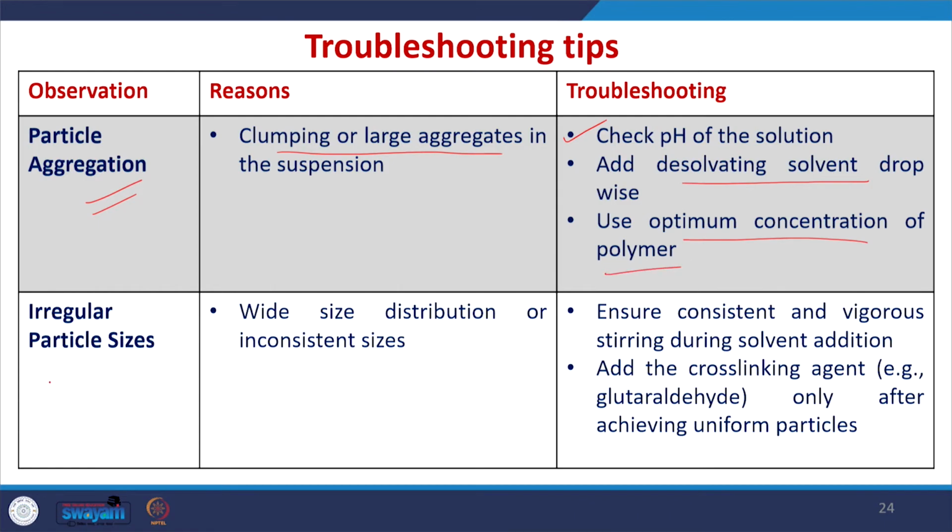And next one is, if you are observing irregular particle size, that is wide distribution of particle size or inconsistent size, how to overcome that? You can ensure consistent and vigorous stirring during solvent addition. Add the crosslinking agent only after achieving uniform particles.